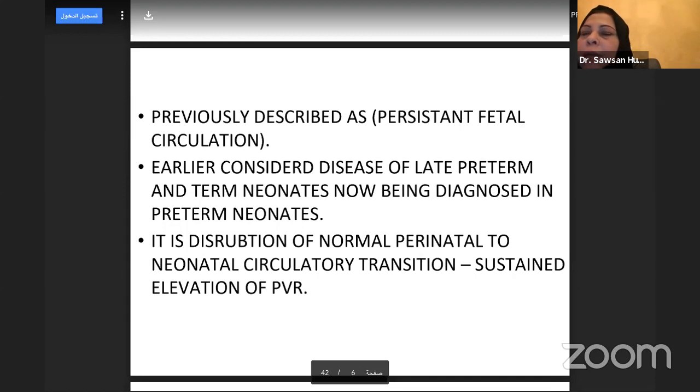How do we define it? Usually in a normal baby, the pulmonary pressure will fall and the lung circulation will improve. But for some reason, a disease in the lung, this will not happen and the pulmonary vascular resistance will increase and it will cause pulmonary hypertension. So it is a disruption of the normal perinatal to neonatal circulatory transition and sustained elevation of pulmonary vascular resistance.